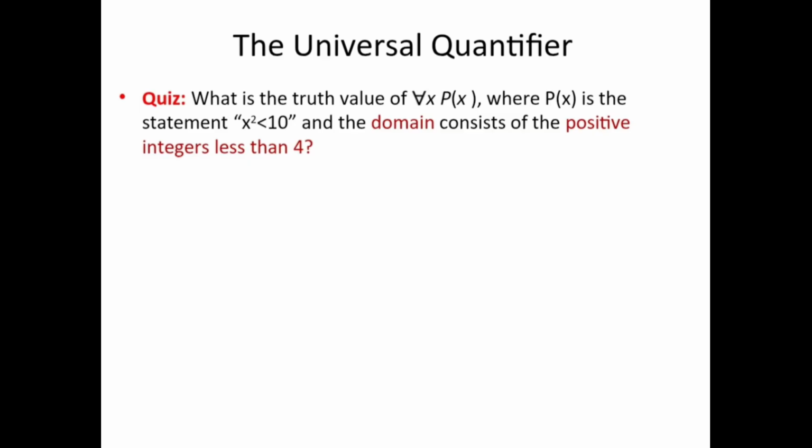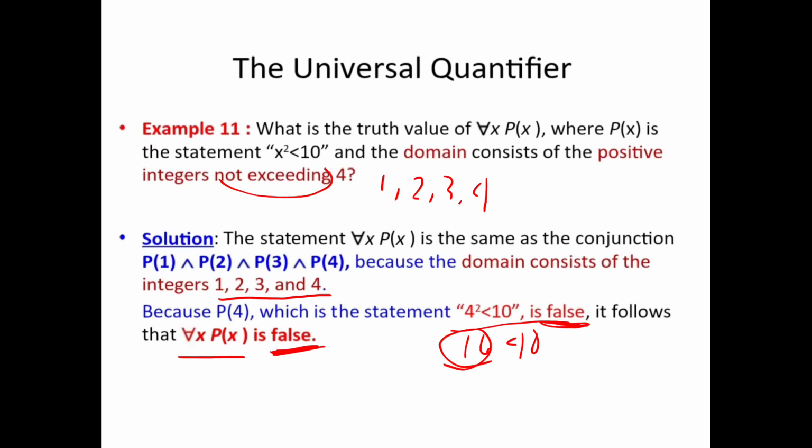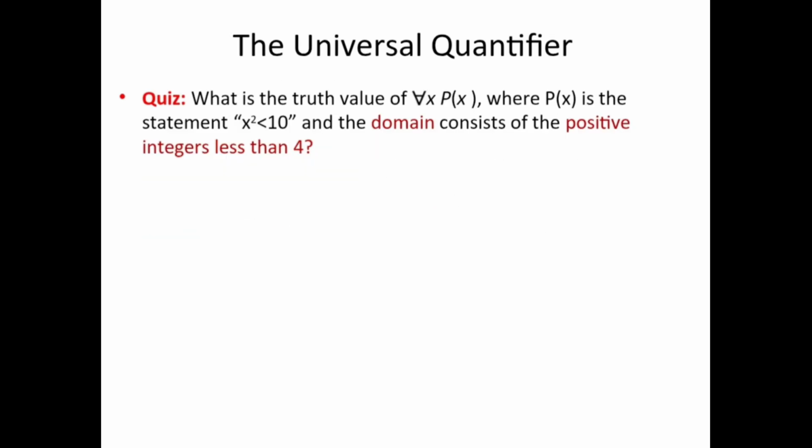So, what is the truth value of for all x of p of x where p of x is the statement x squared is less than 10 and the domain consists of the positive integers less than 4? So kaina, ang gilaong niya is not exceeding 4. Karon ang giayo na sab niya is less than 4. So since less than 4 siya, we will have 1, 2, and 3. Dili na nato iapil ang 4 because from the word less than, mas gamay sa 4. So dili nato apilon ang 4.